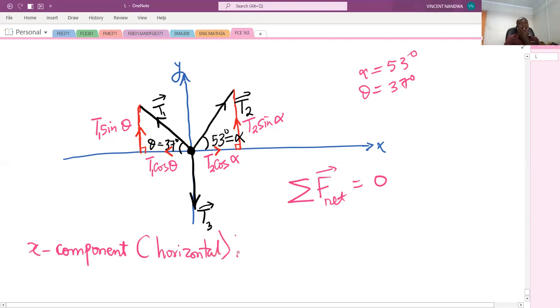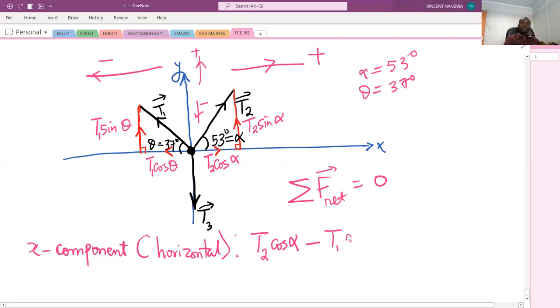So forces which are acting in the horizontal direction, we take going to the right to be positive, going to the left to be negative, going up to be positive, going down to be negative. So that's the convention we take. So forces acting on the horizontal, we have this force T2 cos alpha, and because it's in the direction to the right, we take it as positive.